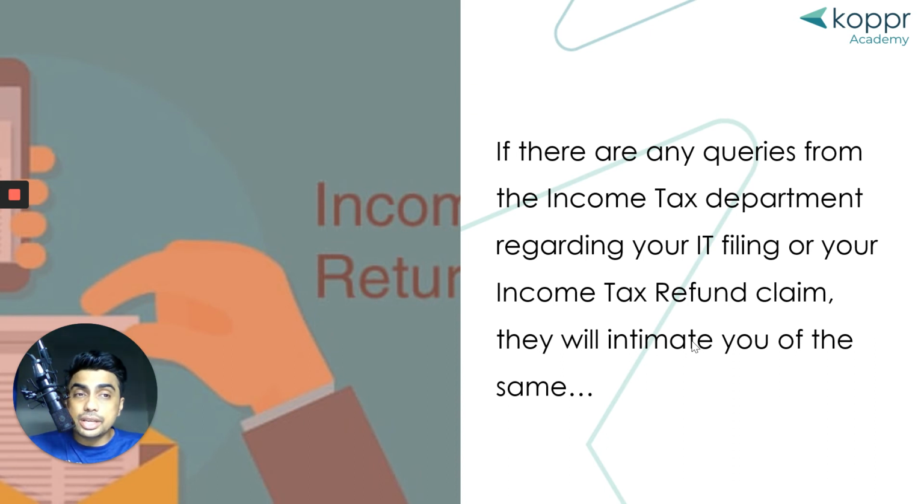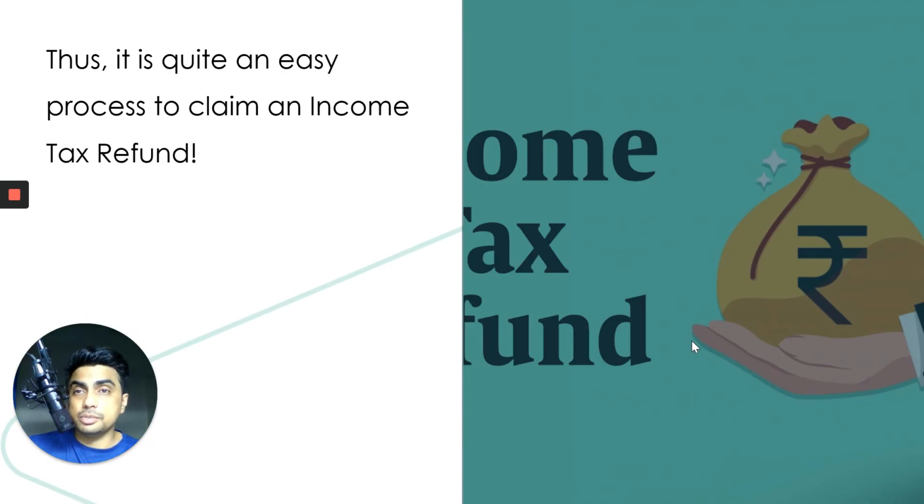Now, if there are any queries, or let's say you've put in some incorrect details in the source of income, the IT department will send you an email. And they will let you know if there are any errors in the filing of the income tax return, and you have to go and rectify those errors, reapply, and then maybe your refund is processed. So it's a fairly easy process to claim your income tax refund.